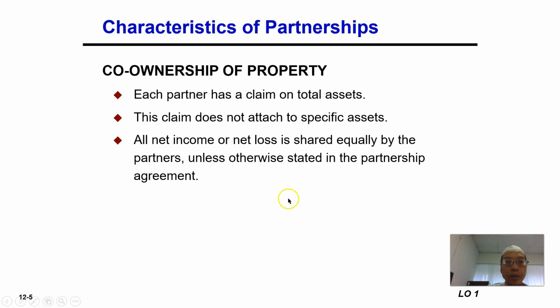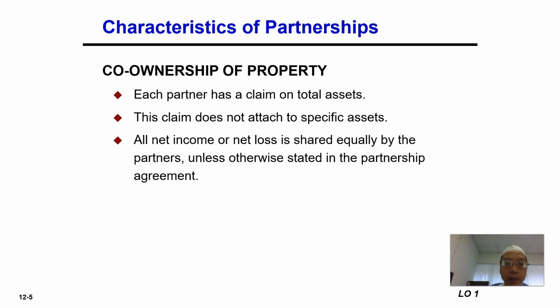And then all of the partners will have co-ownership of the property, meaning that they have a claim on the total assets. However, this claim does not attach to specific assets. So each partner does not have a specific claim to any particular asset, but they have a portion of claim on all the total assets as a whole, the value of the total assets.